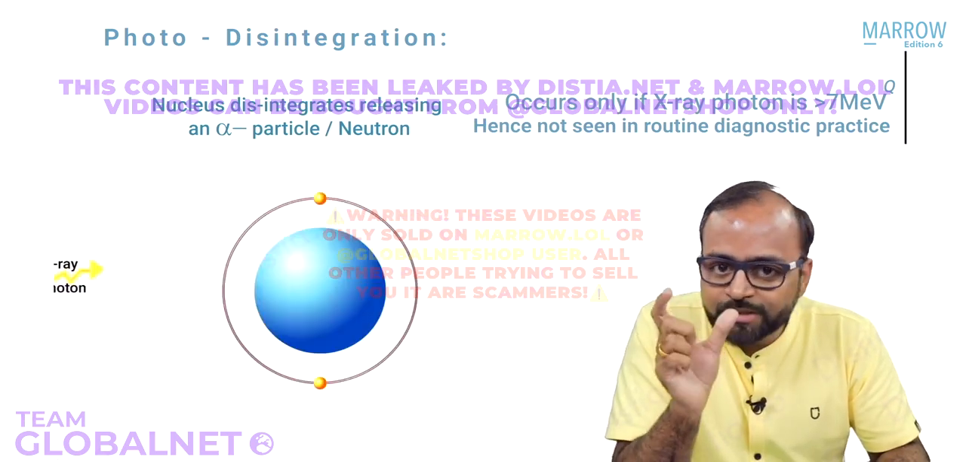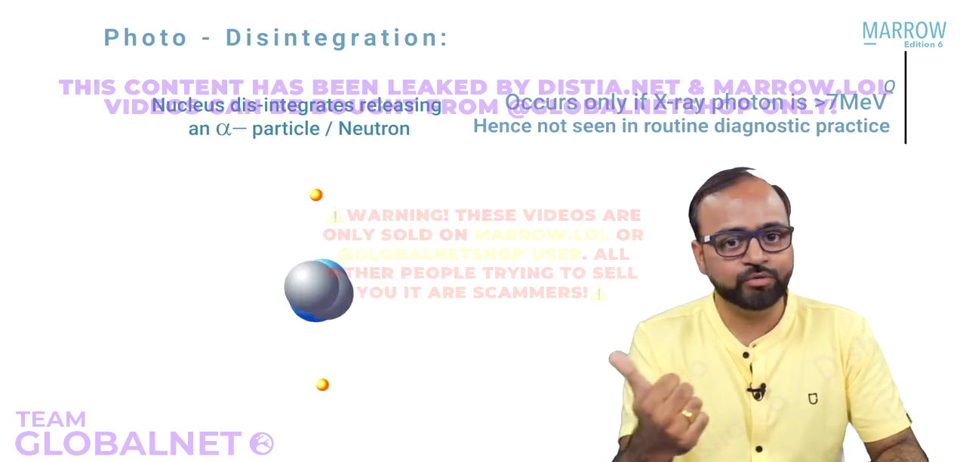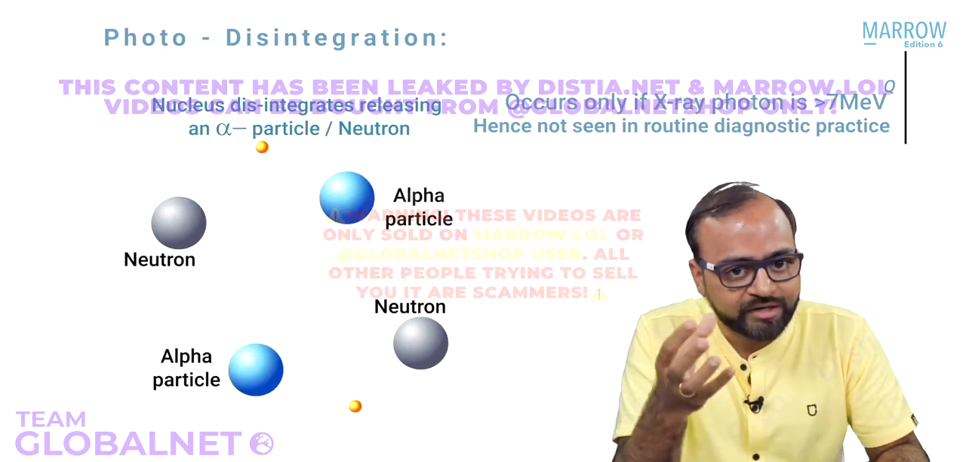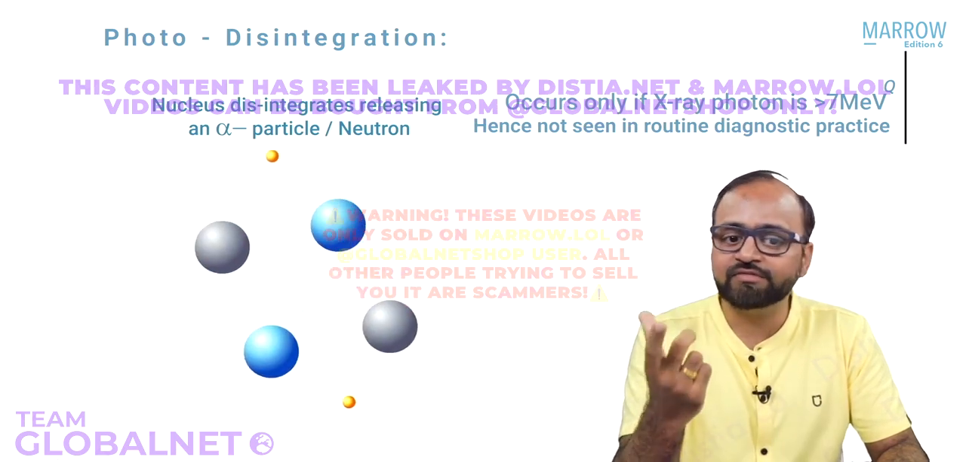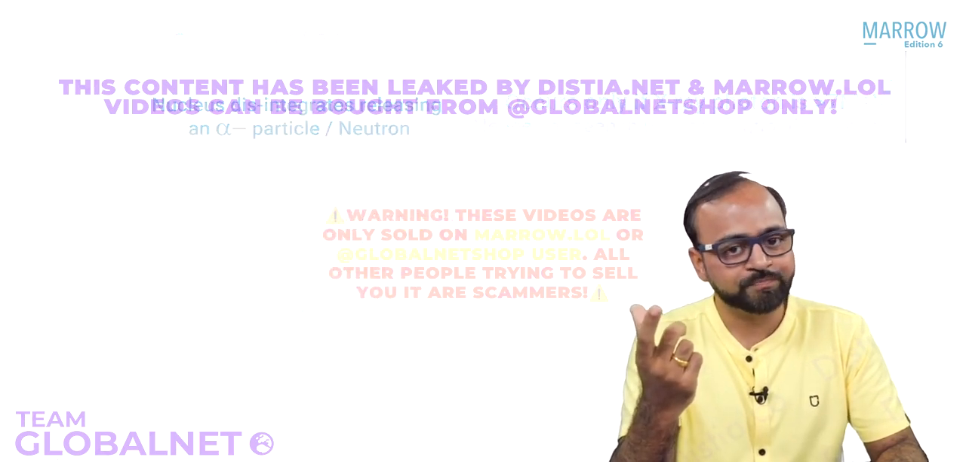So just remember the name, you'll automatically remember it when you look at the animation. Something is going to break, disintegrate. What breaks is the nucleus. We have seen that. Released is an alpha particle, and a neutron may be released.